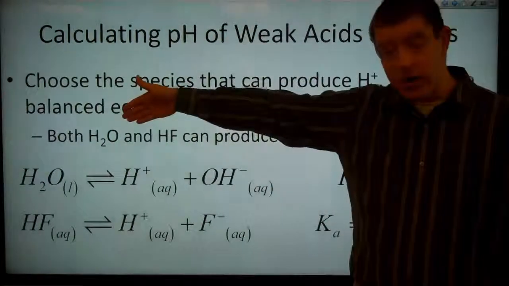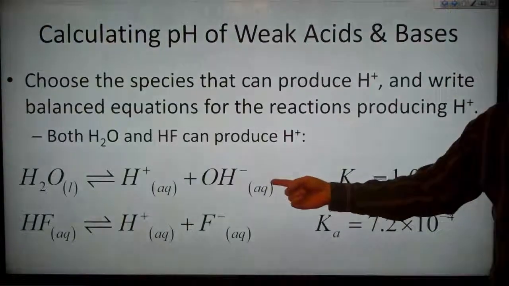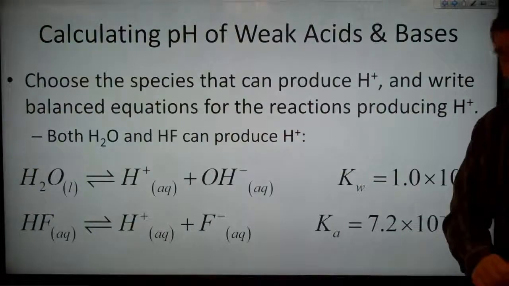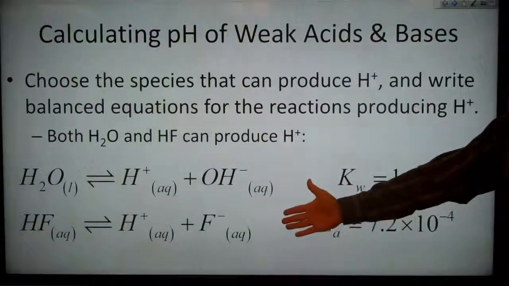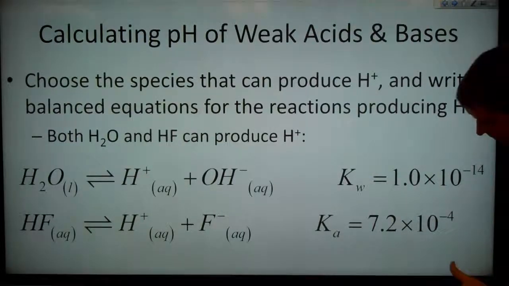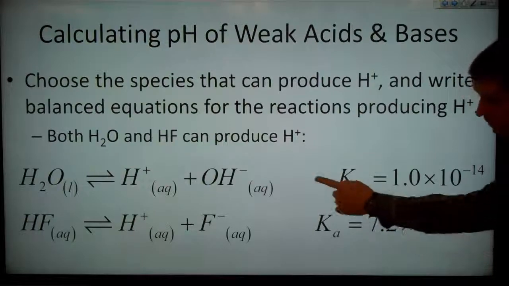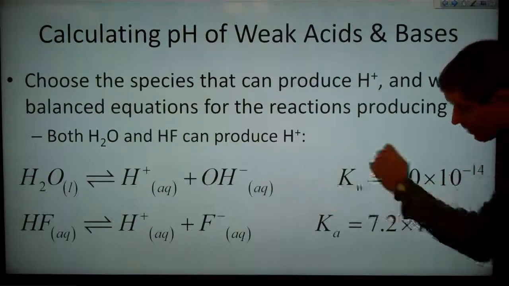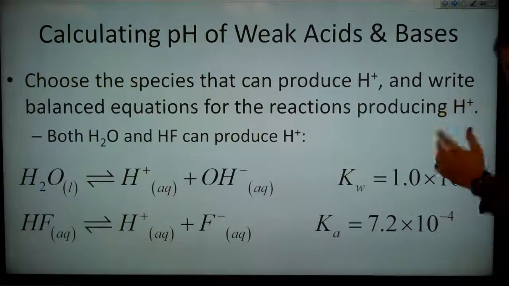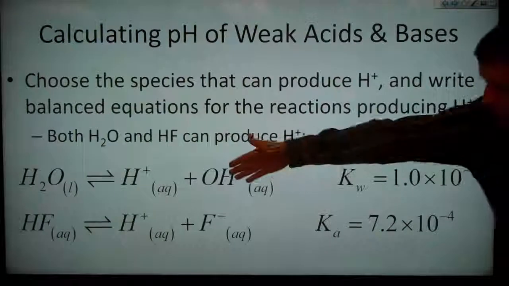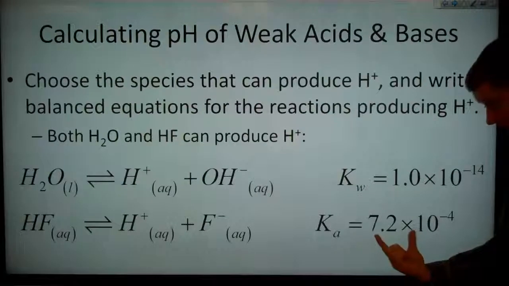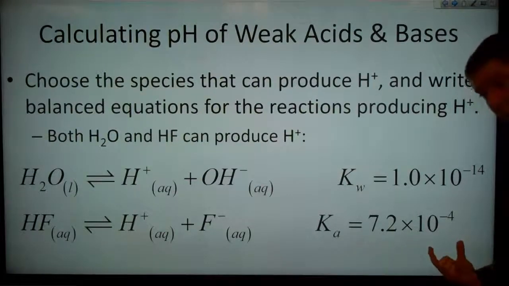Well, we know that water can undergo autoionization, so we can write an equilibrium reaction for that one. We know that HF is an acid, so it can produce hydrogen ions as well. So we have the acid dissociation for the hydrogen fluoride, the hydrofluoric acid. We know that Kw, the equilibrium constant for the top equilibrium, is 1.0 times 10 to the minus 14, assuming that we're at 25 degrees C. We didn't specify, but that's a good assumption to make. We know that Ka for this bottom reaction is 7.2 times 10 to the minus 4, because that was given to us.